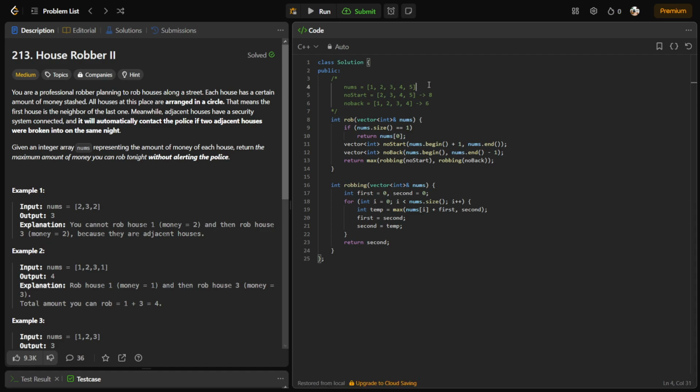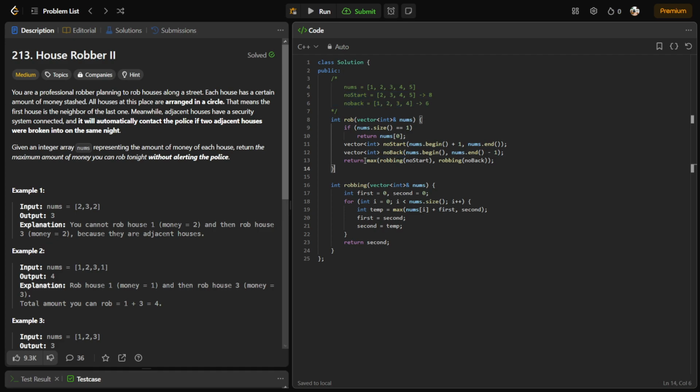So what you see here is, since we can straight away get 3 and 5, we can't really rob house number 1 anymore because we are already robbing house 5, right? If we do rob house 1, we cannot rob house 5 because house 5 and house 1 are adjacent. Remember that for nums, it is a circle. So that's why we have to break it into 2 arrays, one without the front and one without the back. So once I'm done, I run through the robbing function.